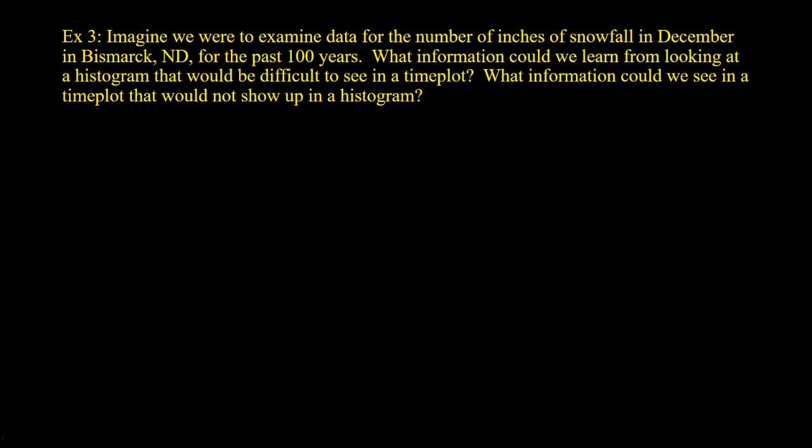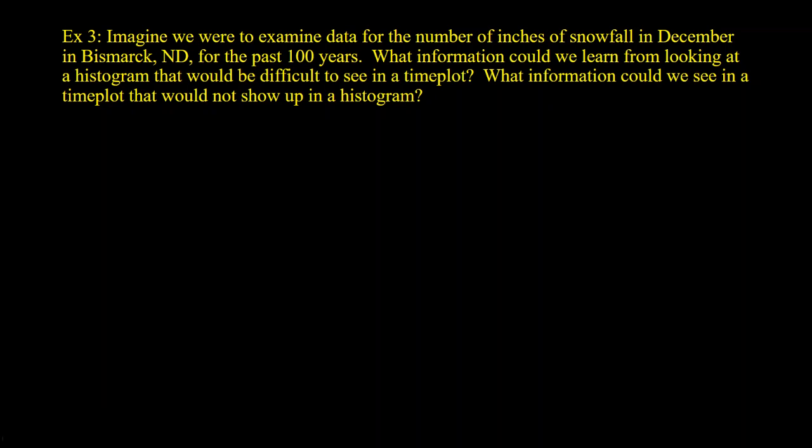Chapter 4, Example 3. Imagine we were to examine data for the number of inches of snowfall in December in Bismarck, North Dakota for the past 100 years. What information could we learn from looking at a histogram that would be difficult to see in a time plot? What information could we see in a time plot that would not show up in a histogram?